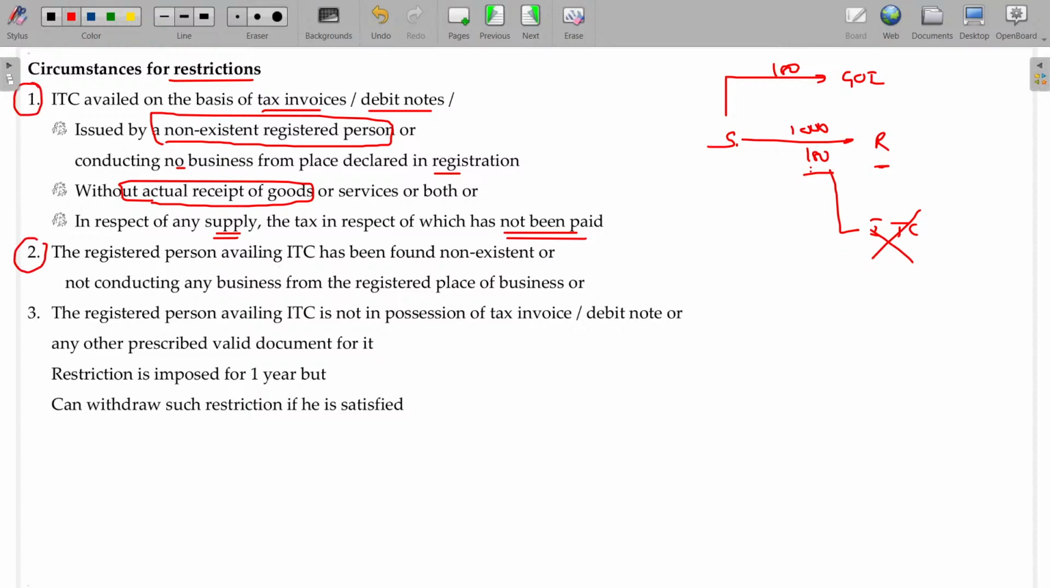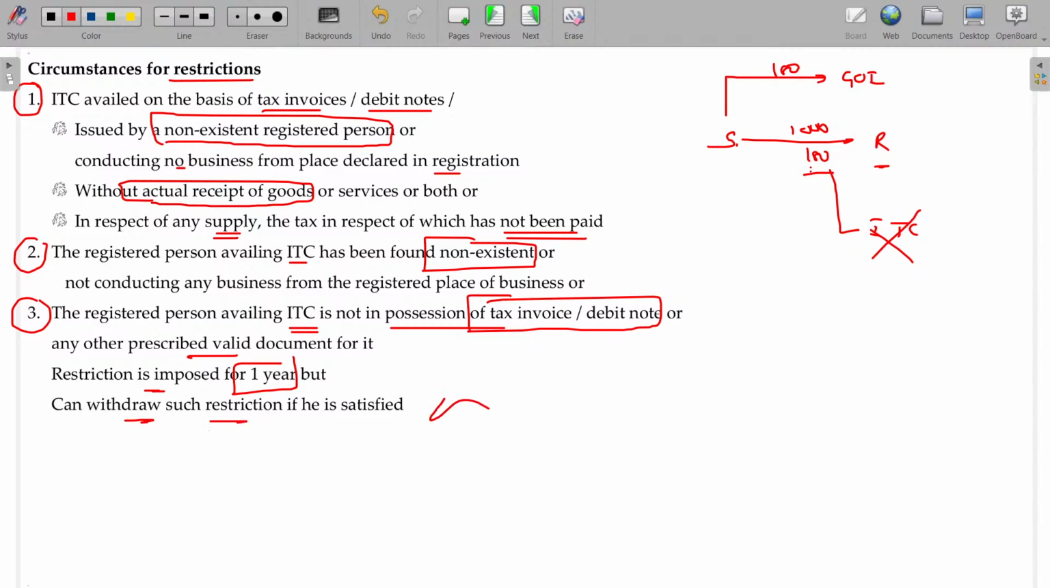The second point being, the registered person availing ITC has been found non-existent. Earlier, the supplier was a forgery, now the recipient is a forgery. Third being, the registered person availing ITC is not in possession of the tax invoice. He needs to have the debit note or tax invoice. If I want to claim the ITC, then I need to have the tax invoice. If I lost the tax invoice, I am not eligible for claiming the ITC, or any other prescribed document. And this restriction is imposed for 1 year, but it can be withdrawn if he is satisfied.